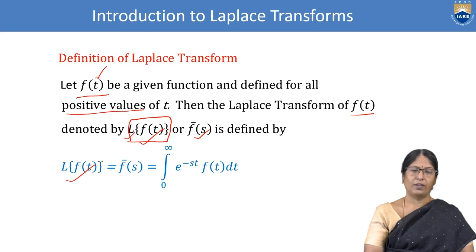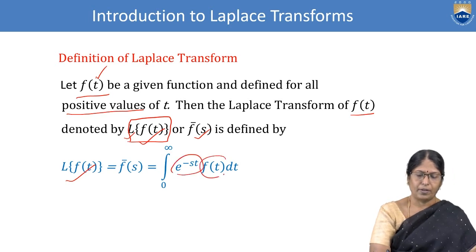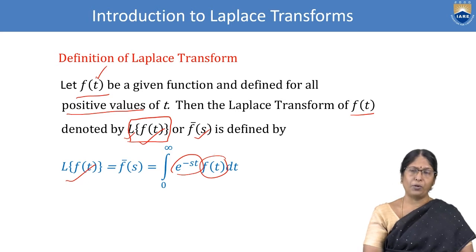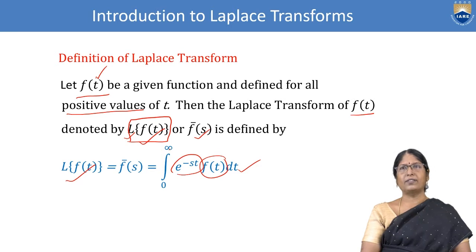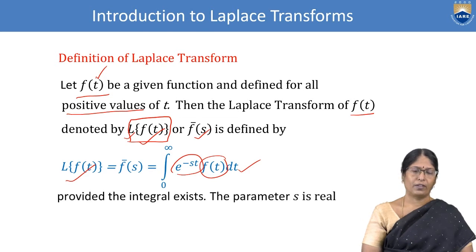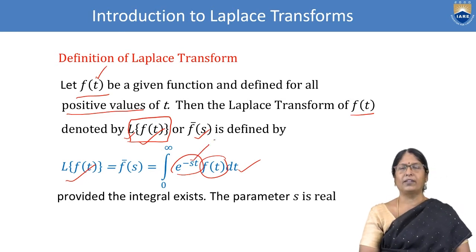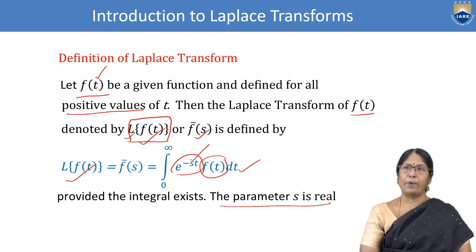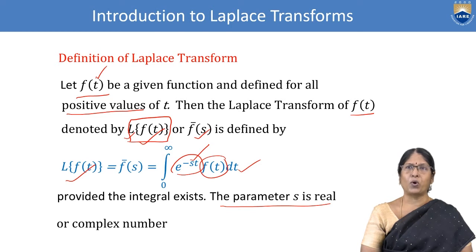So L of f of t, or f bar of s, is defined by the function f of t multiplied by e power minus st, and we have to do the integration with respect to t ranging from 0 to infinity. This is the definition of Laplace transform. That is, integral 0 to infinity e power minus st f of t dt. Compulsorily the integral should exist. And here the parameter s is a real or complex number.